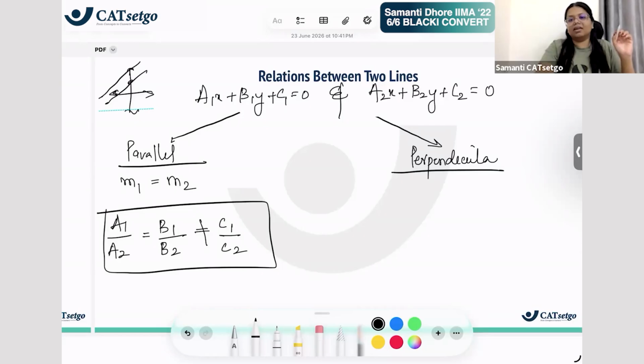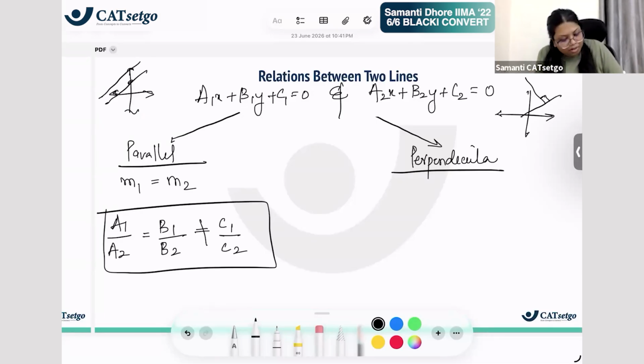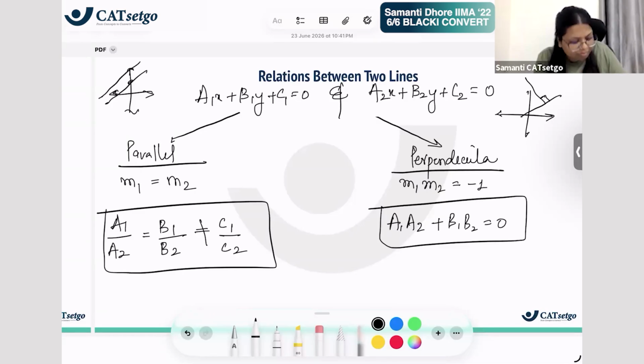Okay? And the second relation is between perpendicular lines. Lines are perpendicular if the multiplication of their slopes is -1. How do perpendicular lines look? See, if one line is like this, the other line will be like this, right? So when are they perpendicular? When the multiplication of the two slopes is -1. If the multiplication of slopes of two lines is equal to -1, then we call it perpendicular. And the condition in the general form is a1 a2 plus b1 b2 equals 0.